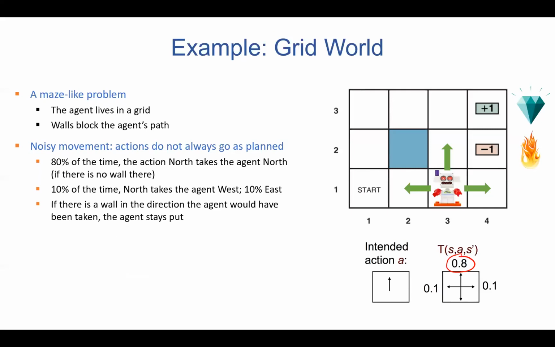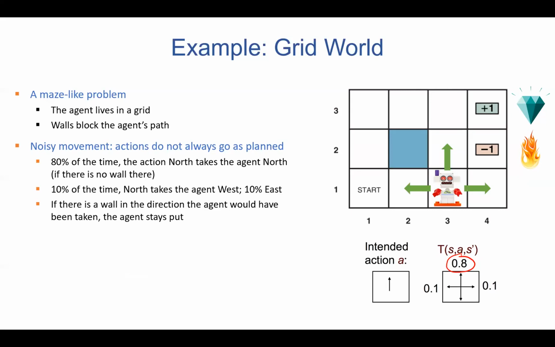Okay, a brief recap of the grid world. We said that we will start with a maze-like problem where the agent lives in a grid and the walls block the path of the agent. The agent chooses a certain action, and based on the action, there is a probability distribution of where the agent might end up in the next state. Something like this.